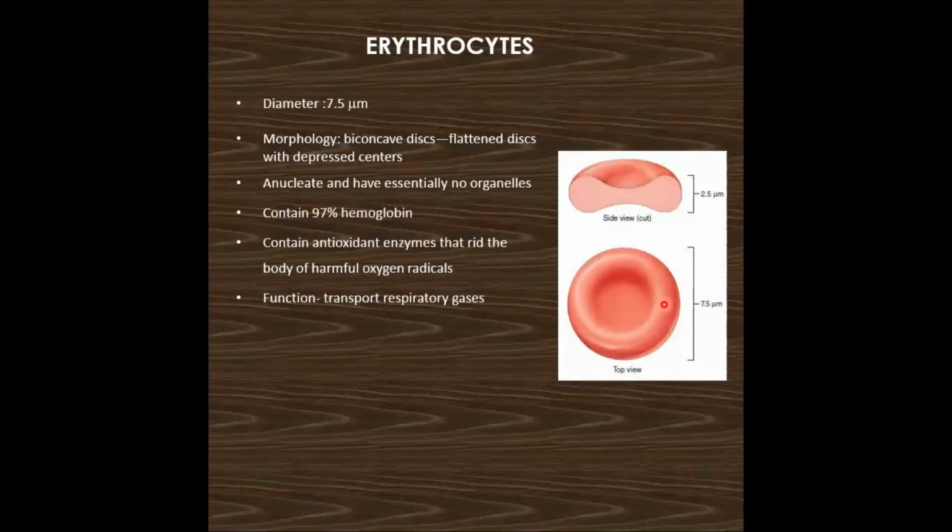We can see that its diameter is 7.5 micrometer. It's enucleate and has essentially no organelles and contains 97% hemoglobin, while it also contains some antioxidant enzymes that rid the body of harmful oxygen radicals. Talking about its functions, the function of red blood cell and its hemoglobin is to carry oxygen from lungs or gills, like in fish, to all the body tissues, and to carry carbon dioxide, which is a waste product of metabolism, towards lungs where it is excreted and exhaled out.